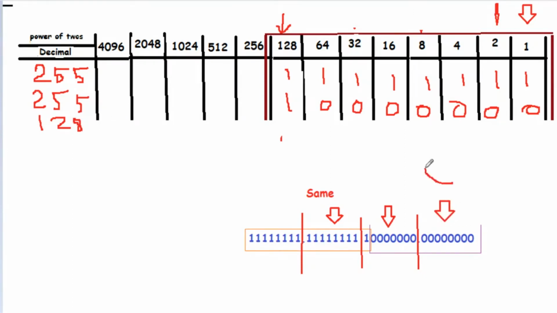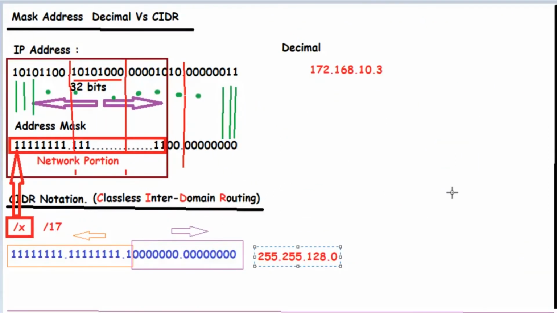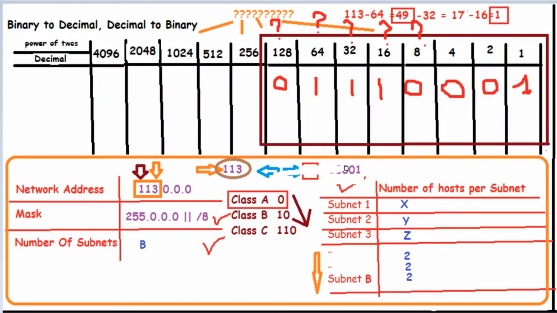And the last one is just a big fat 0. So I'll get 255.255, then 128.0. And that's it. You can practice on your own random numbers if you're still unsure. Okay, back to our example.